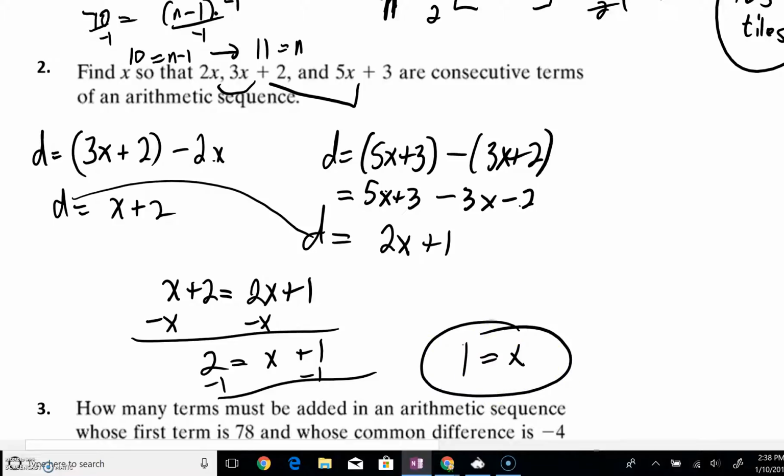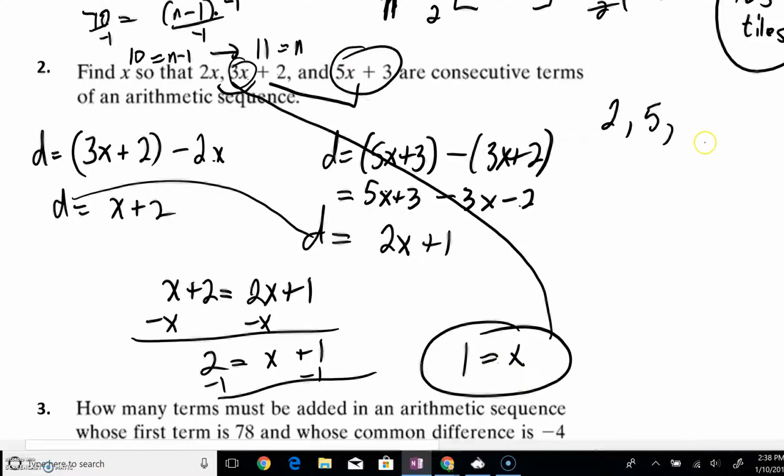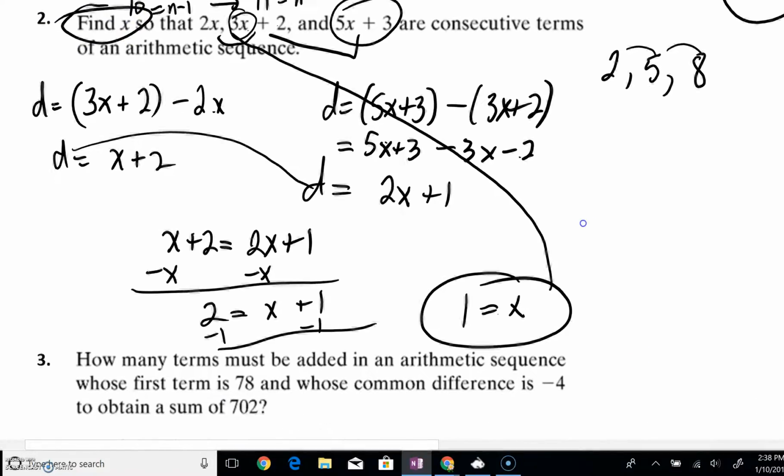And by the way, you can always double check if you've done this right. If that were the case, the first term, 2 times 1 would be a 2. 3 times 1 is 3. 3 plus 2 would be a 5. And you plug in a 1 into this last term. 5 times 1 is 5. 5 plus 3 is 8. So you'd have 2, 5, and 8. You could see, yes, in fact, you do have what appears to be an arithmetic sequence. Your common difference would be a 3. Again, we're asked to find x to make that happen.